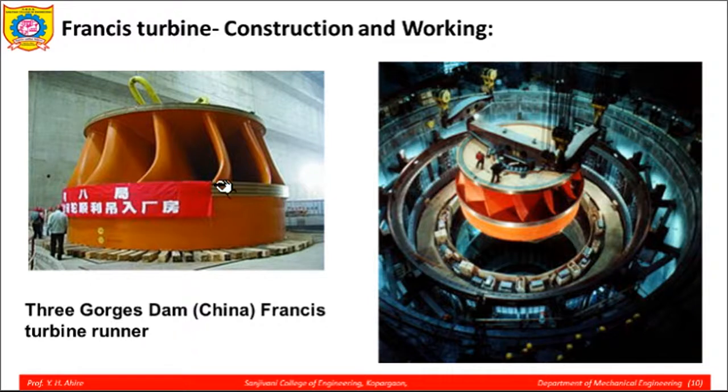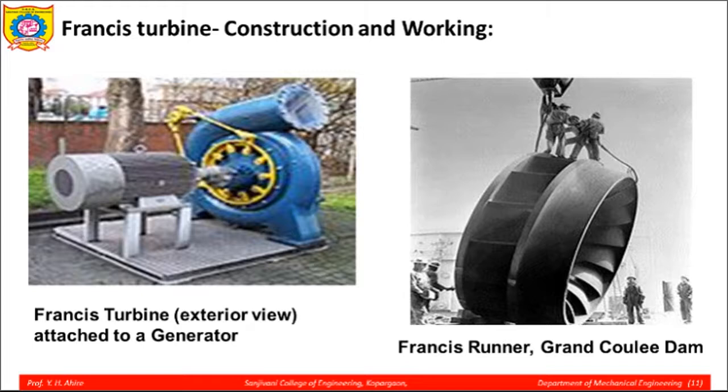These are some actual photographs of a Francis runner, right? So this is the famous Three Gorges Dam, China, which has Francis turbine runners installed over there, and there are a total of 32 Francis runners installed in the world's biggest hydroelectric plant. The capacity of this plant is 22,500 megawatt, and it is the world's biggest hydroelectric plant, in China.